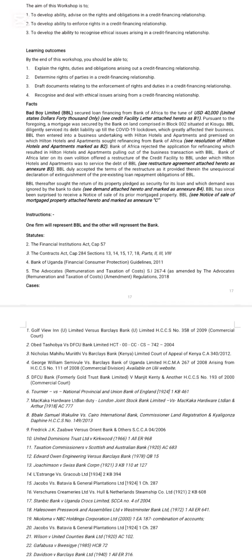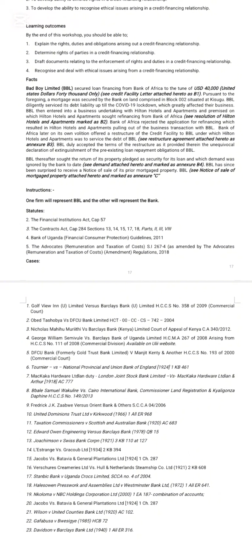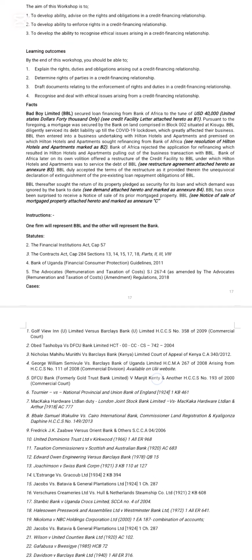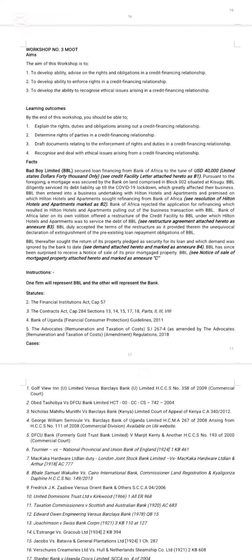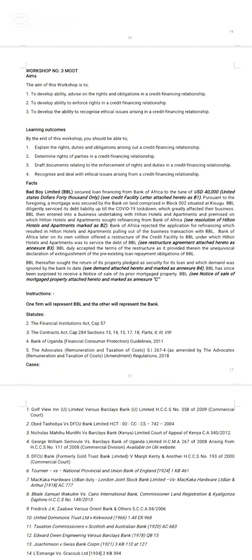BBL therefore sought the return of its property pledged as security for its loan, and the demand was ignored. BBL has since been surprised to receive a notice of sale of its mortgaged property. See notice of sale. Instructions: one firm will represent BBL and the other will represent the bank. So basically this will be the model we shall be looking at, where we have a notice of sale of the mortgaged property attached here and marked as annexure C.